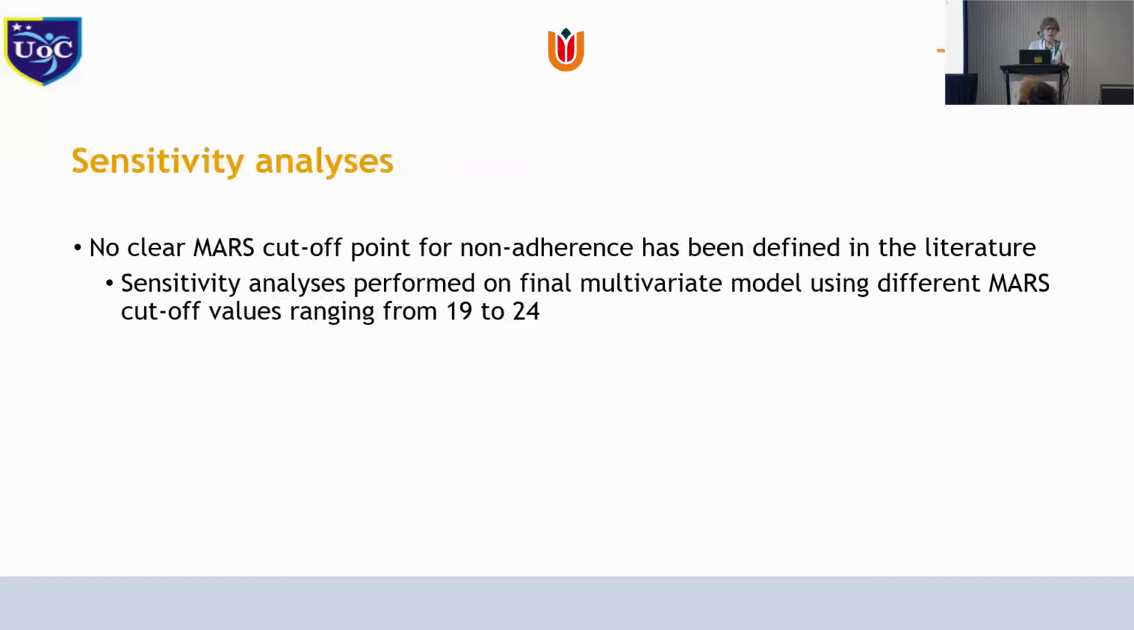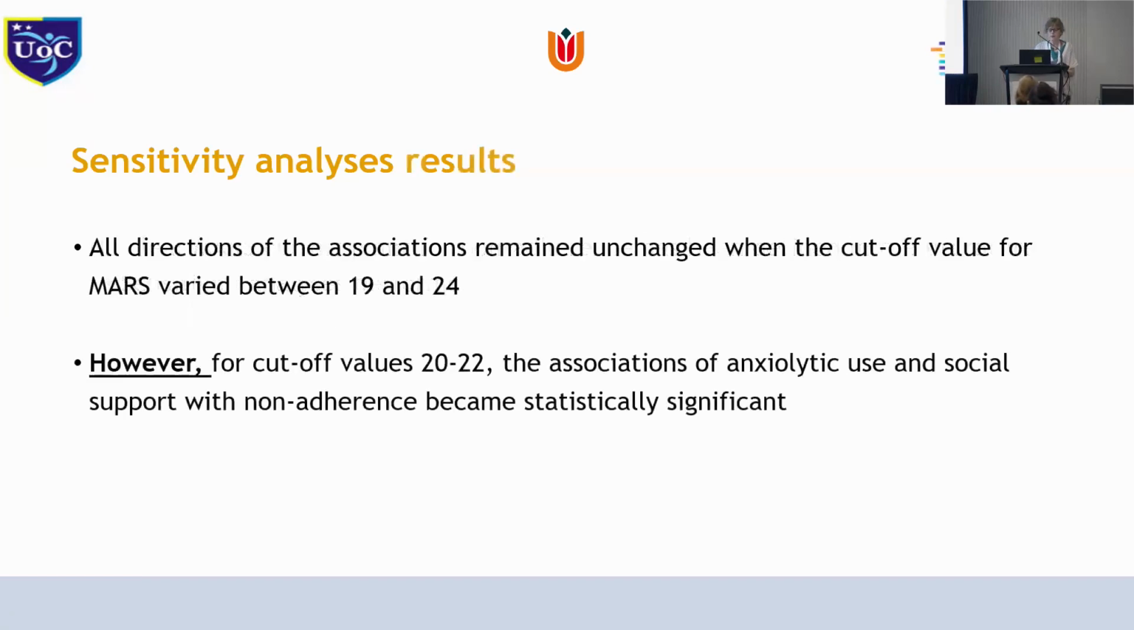Then you could also think, is this cutoff of 24, is that okay? Shouldn't we take 23 or 22? So what we did is we repeated the analysis with other cutoffs. And what we found was that the directions of the effects were similar, but with a cutoff of 20 to 22, the association of anxiolytic use and social support with adherence became statistically significant.